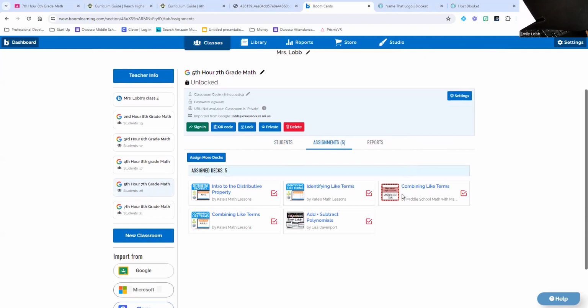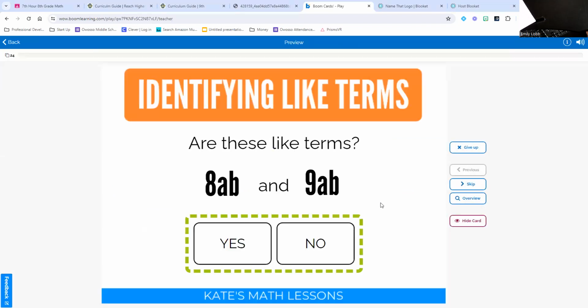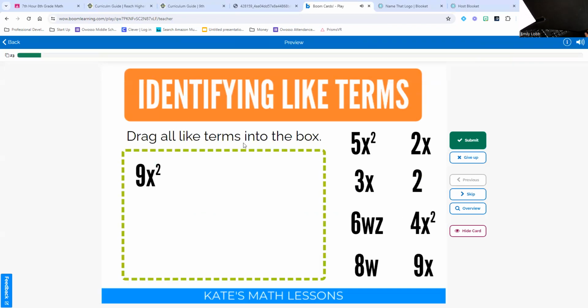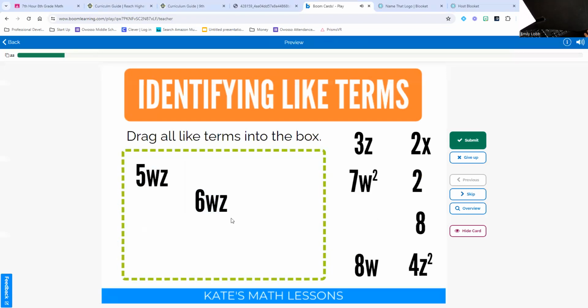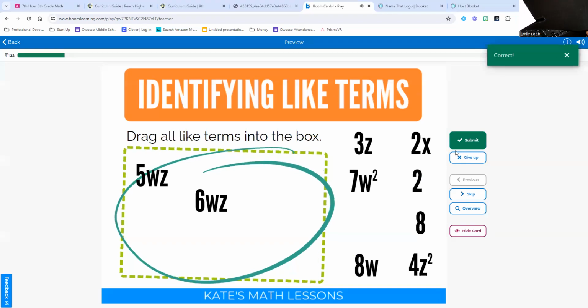Assignments. So the first one was identifying like terms. For this one, are they alike? Yes, right? We have to drag all like terms into the box. So anything with an x squared in it, we're dragging into the box. Anything with a w and a z in it, we're dragging into the box.